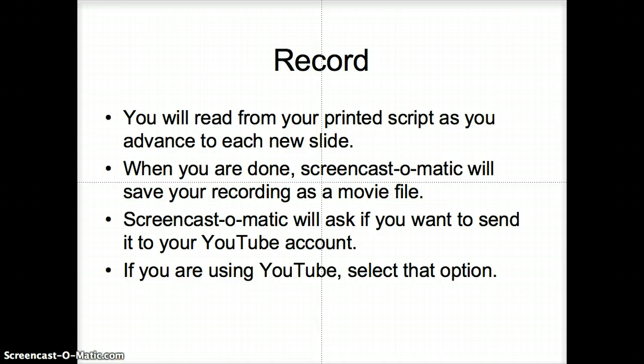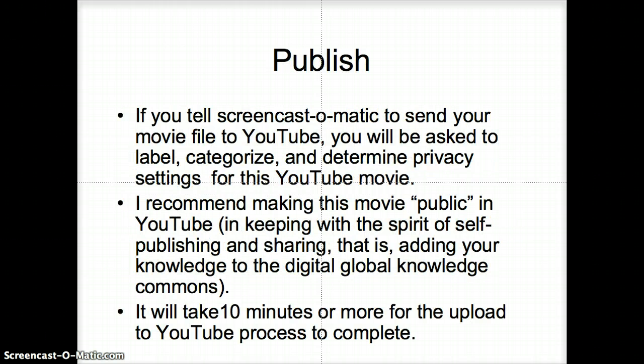It will also ask you what you want to do with this file. And it even suggests that it will send it to your YouTube account for you. So if you're using YouTube, go ahead and select that Send to YouTube option in Screencast-o-matic. So assuming that you've decided to use YouTube, the next thing that Screencast-o-matic will do, right there on the Screencast-o-matic website, is it will ask you to label, categorize, and determine the privacy settings for this YouTube movie.